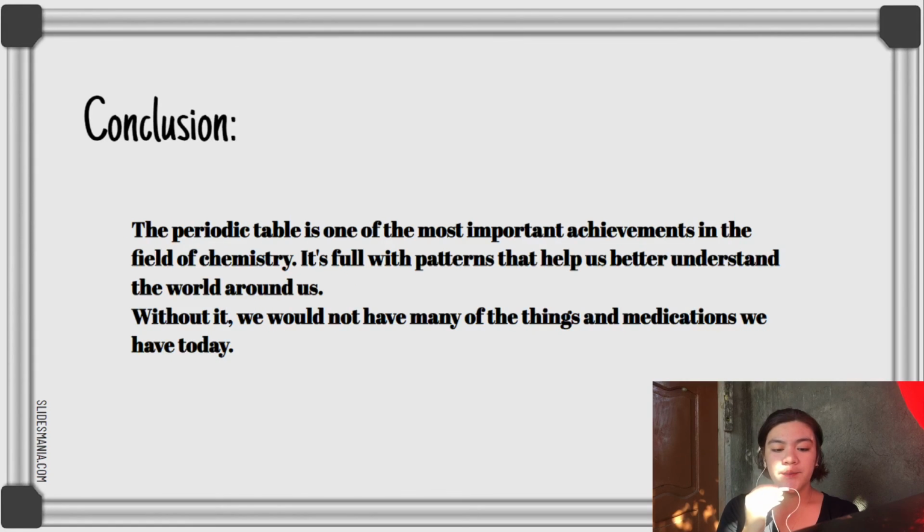Conclusion. The periodic table is one of the most important achievements in the field of chemistry. It's full of patterns that help us better understand the world around us. Without it, we would not have many of the things and medications we have today.